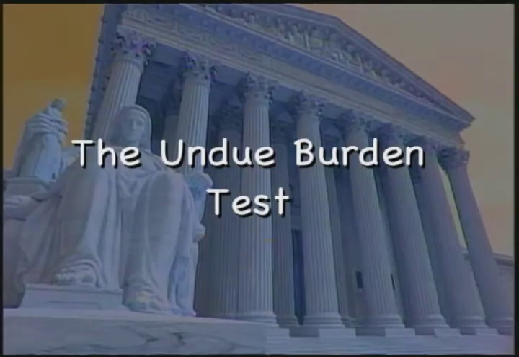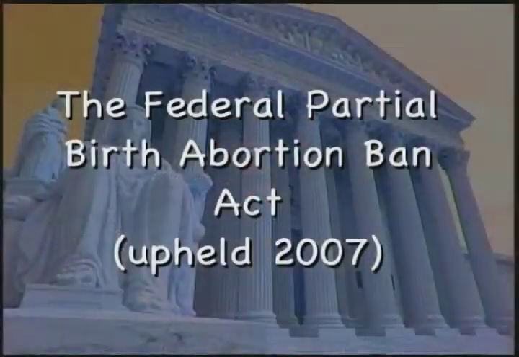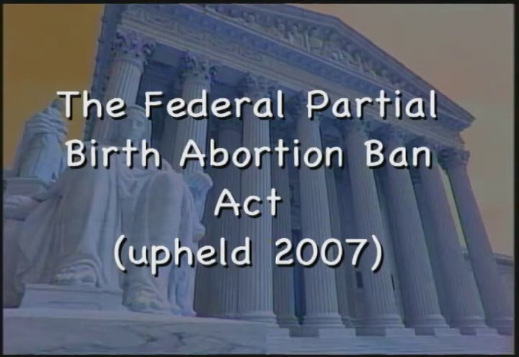In this case, too, a new principle was enunciated called the undue burden test. Do certain practices create an undue burden on the woman? If they do, then they violate the right to privacy. But if they don't constitute an undue burden, then that would be okay. The idea of the waiting period, for example, did not constitute an undue burden on the woman. In 2007, the Supreme Court upheld the federal partial birth abortion ban, an act called the Federal Partial Birth Abortion Ban Act, which bans partial birth abortions.